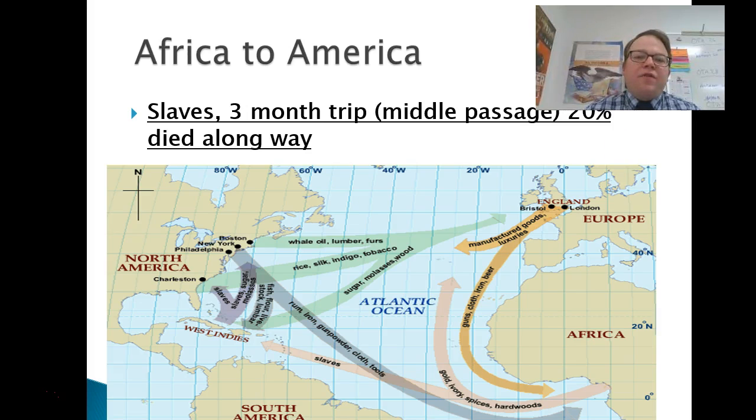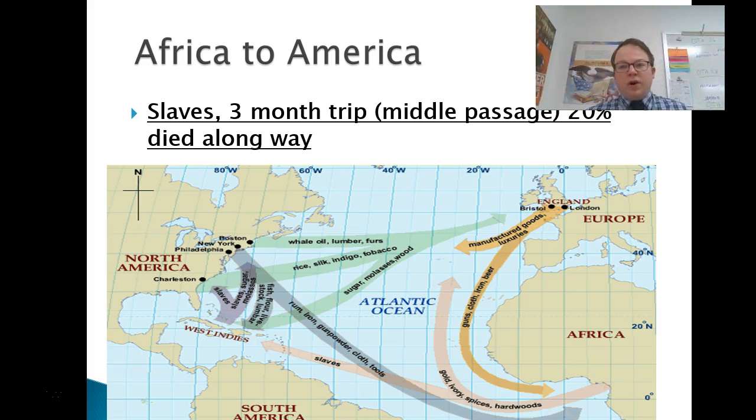So Africa to America. One thing that we're going to spend probably a good solid day, maybe even the next couple days on, is this idea of the Middle Passage. And that's going to be that time period from Africa that slaves are on to the Americas.